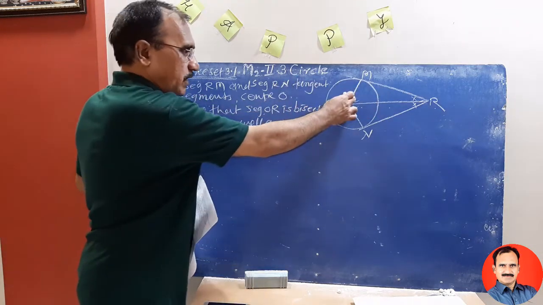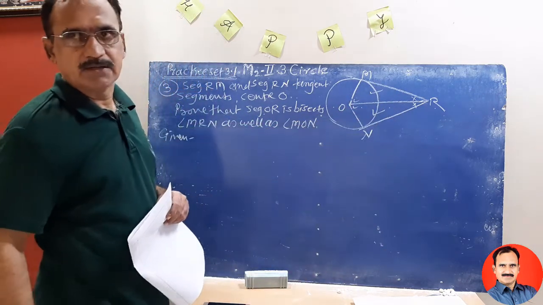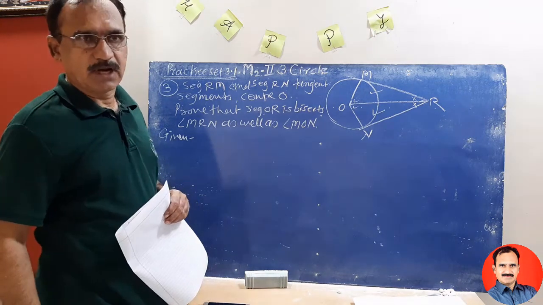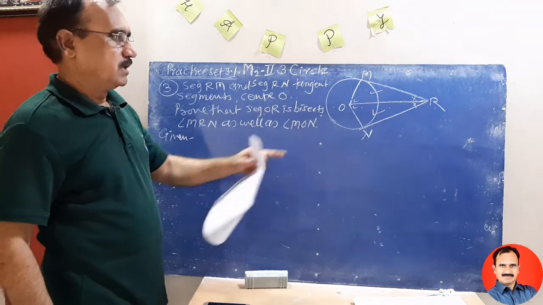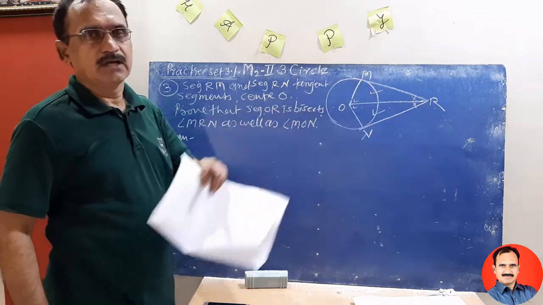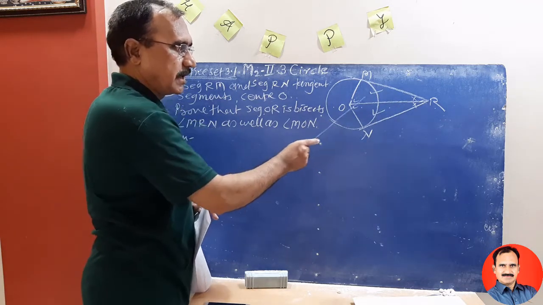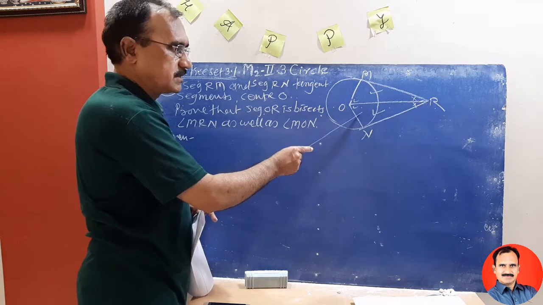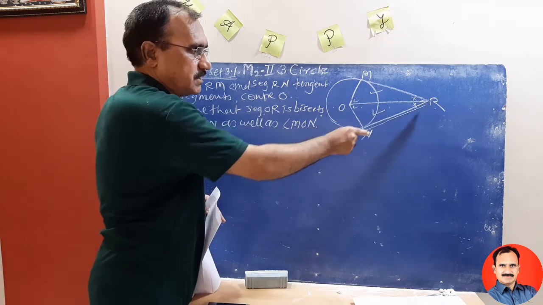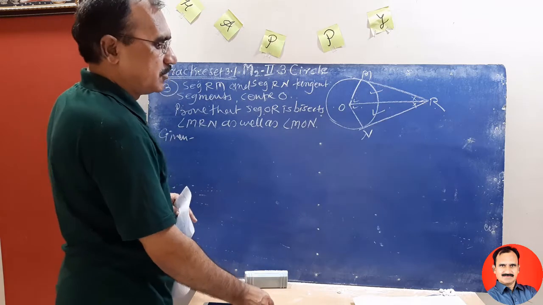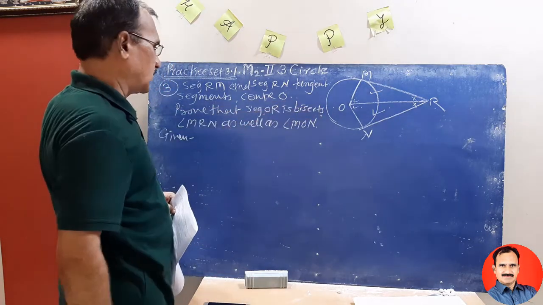How can we prove these two angles are congruent? We have to prove these two triangles are congruent. You know the tests of congruence of triangles, and with the help of the test of congruence of right angle triangles, we can prove these two triangles are congruent. And if these two triangles are congruent, then corresponding angles are also congruent. And if angles are congruent, then we can write segment OR bisects this angle and this angle. So our first priority is to prove these two triangles are congruent.